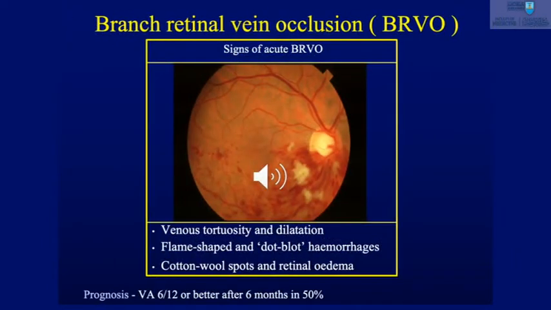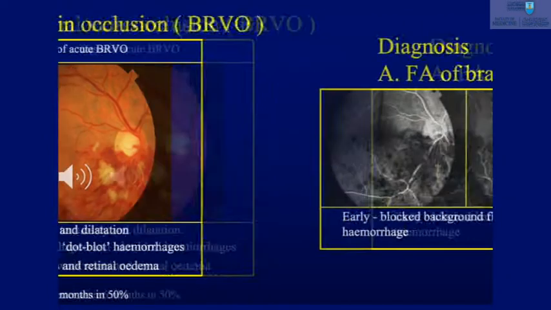The signs of branch vein occlusion include venous tortuosity, dilatation, flame-shaped and dot and blot hemorrhage, cotton wool spots, and retinal edema, as we can see in this fundus photograph of the right eye of a patient with branch vein occlusion. The prognosis is usually good, with a visual acuity of 6/12 or better after 6 months in 50% of the patients. However, there are some complications, including chronic macular edema and neovascularization.